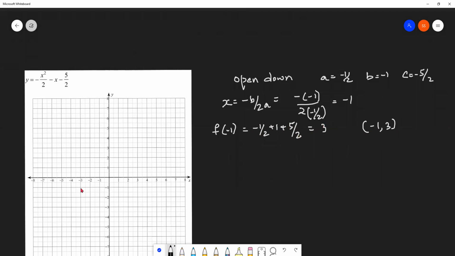So I'll plot the critical point here, minus 1 comma 3. And you know that this is open down, so it should cut the x-axis. To find the roots of the equation, I'll put f of x is equal to 0. This implies minus x squared by 2 minus x minus 5 by 2 equal to 0. I'll multiply the entire equation by minus 2, so I'll get x squared plus 2x plus 5 equal to 0.